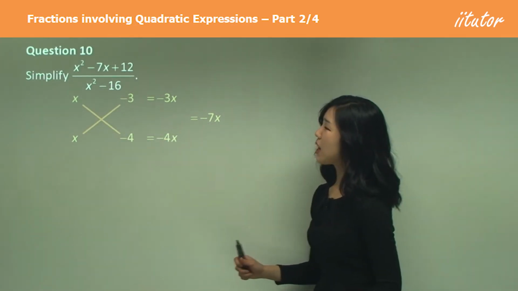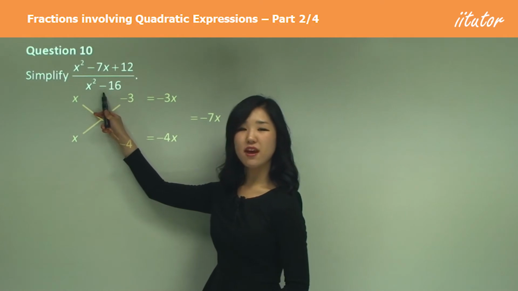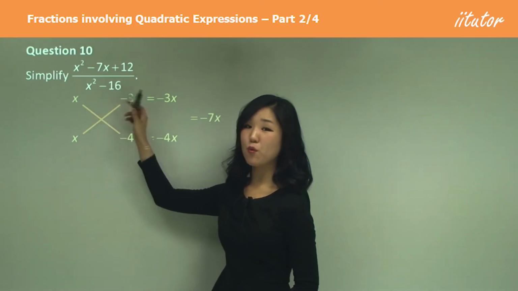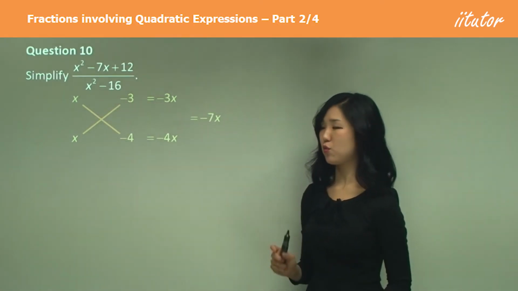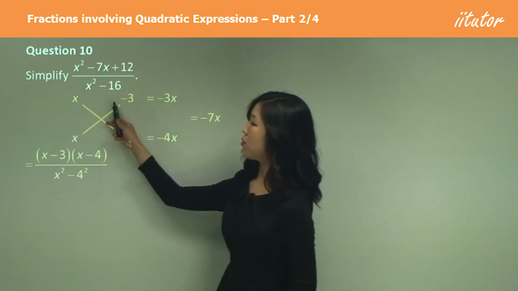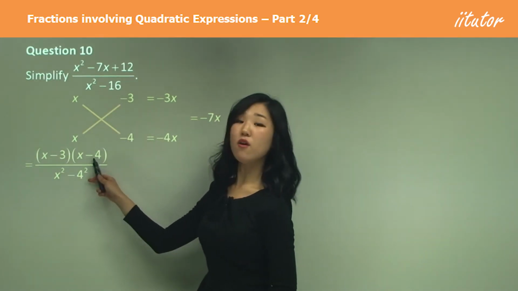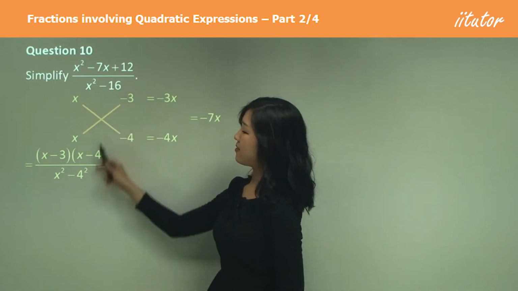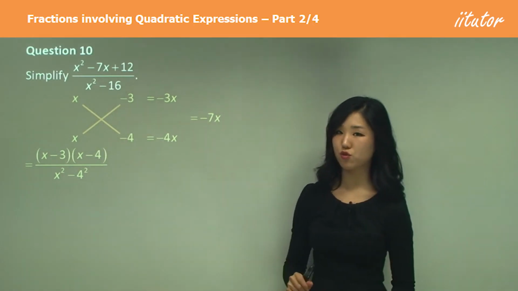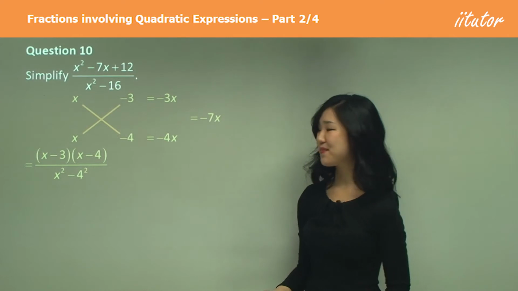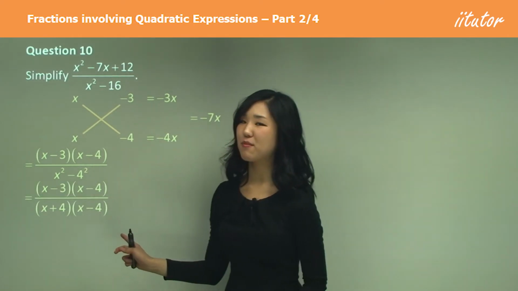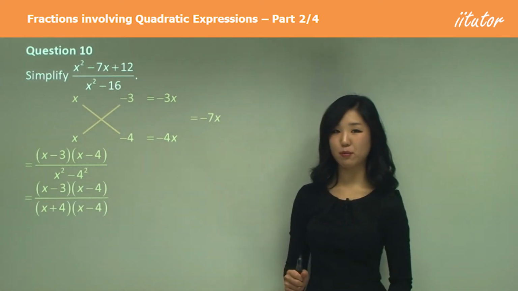Guys, you should be able to tell me how we're going to factorize the denominator. You can see that 16 is 4 squared, so it's going to be difference of 2 squares. So the top will be (x minus 3)(x minus 4). The denominator, as I said, 16 is 4 squared, so difference of 2 squares. How do we factorize that? (x plus 4)(x minus 4). Every single one of you should be able to do this.